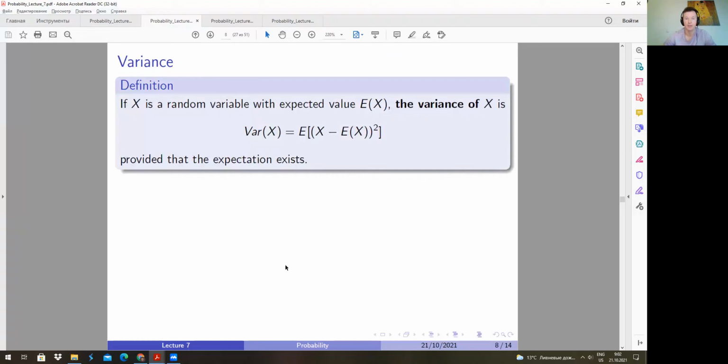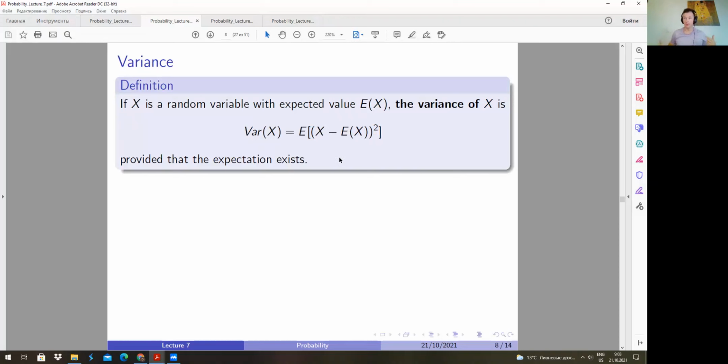Variance. Variance is the second most important characteristic of a probability distribution. So there is a definition of variance. What is variance? Variance is the expectation of this object: x, the random variable, minus the expectation of this random variable, squared, provided this expectation exists, of course.